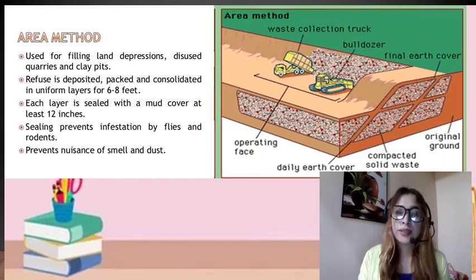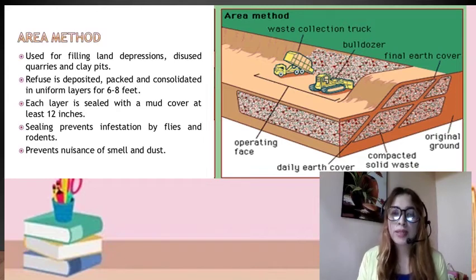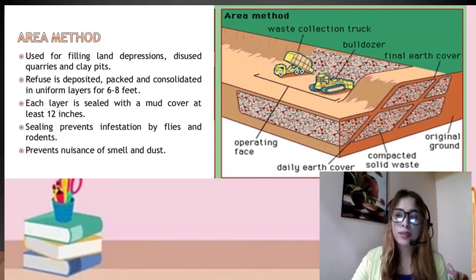And this is where the refuse is deposited, packed, and consolidated in uniform layers. And each layer is covered with mud cover and at least 12 inches. So to prevent infestation by flies and some rodents that could be unhealthy for the people around. So it prevents also nuisance and smell and dust. So for me, it's also a good idea to have this in an area or in every municipality.